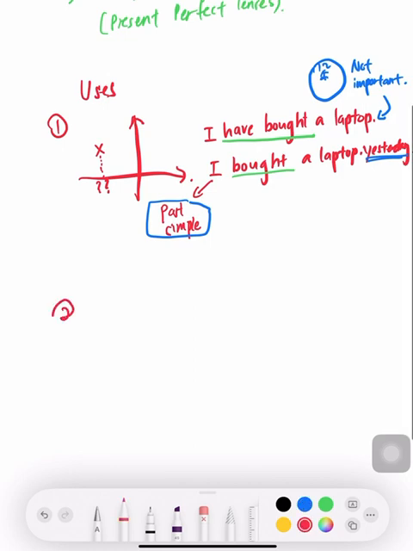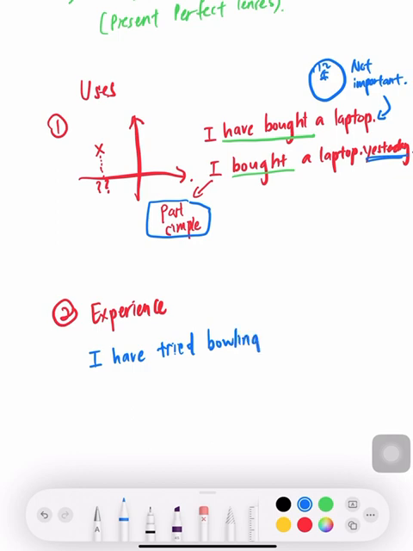Number two, we use present perfect tense when it is an experience. Experience means 经验 or 经历. Something that you have experienced or something you have not experienced before. For example, I have tried bowling. So bowling is a kind of experience. Have you tried that before? Yeah, I have tried. So see, I'm using present perfect tense.